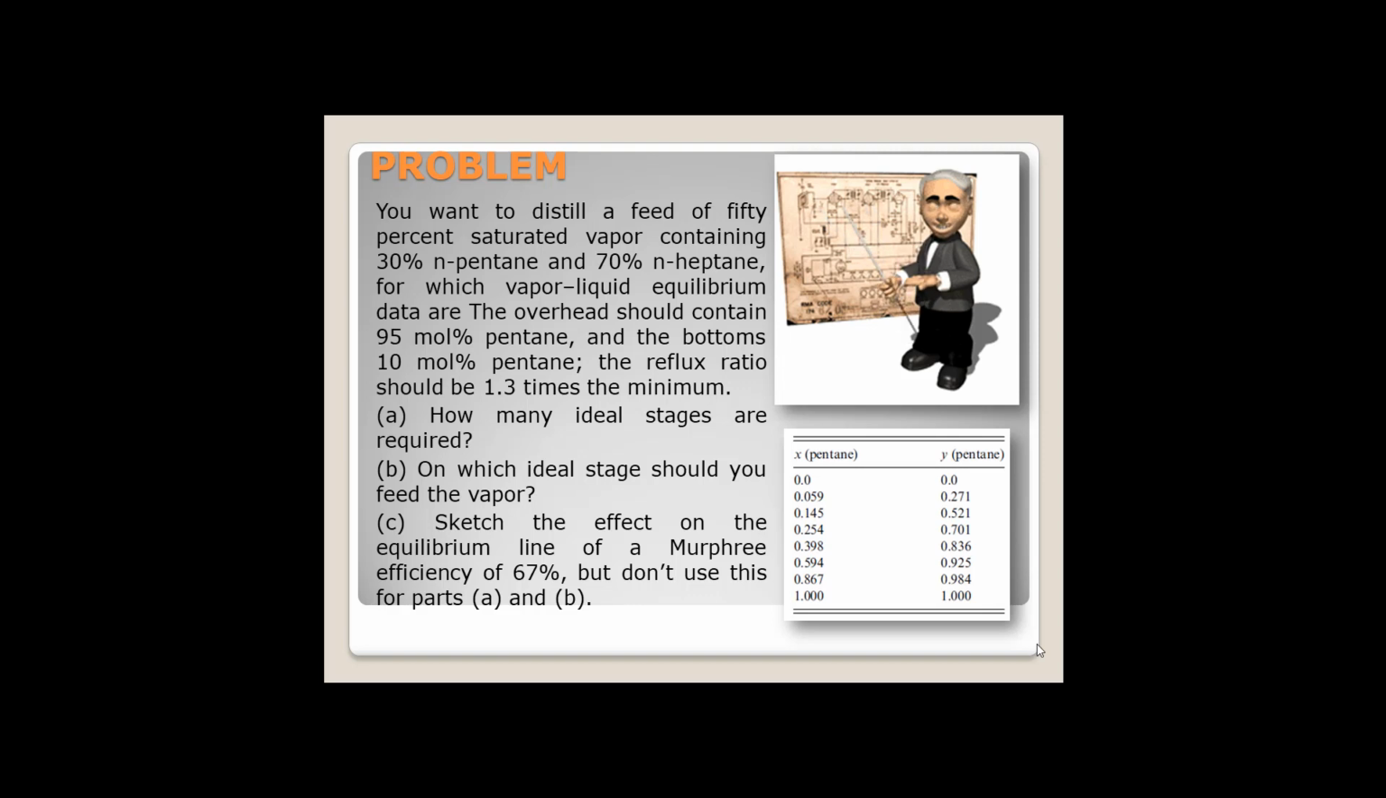A. How many ideal stages are required? B. On which ideal stage should you feed the vapor? And C. Sketch the effect on the equilibrium line of a Murphree efficiency of 67%.